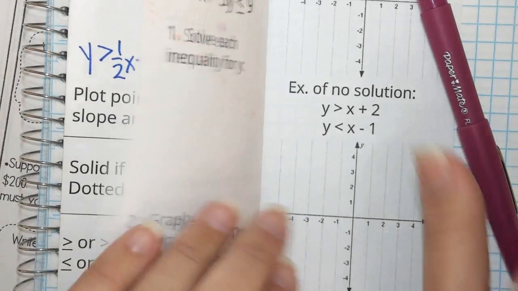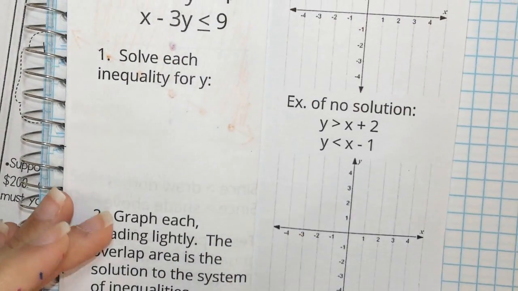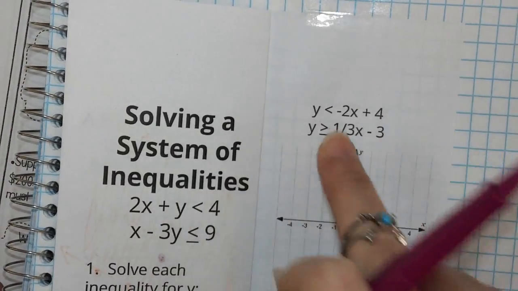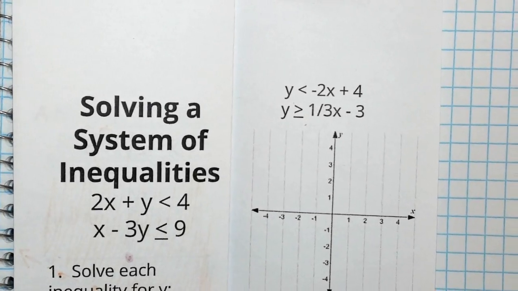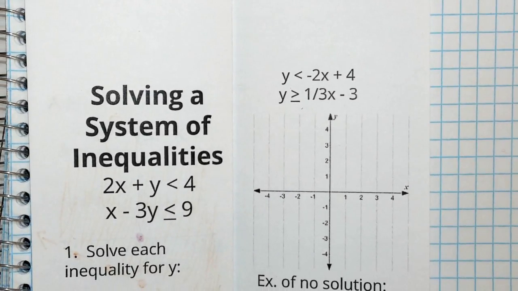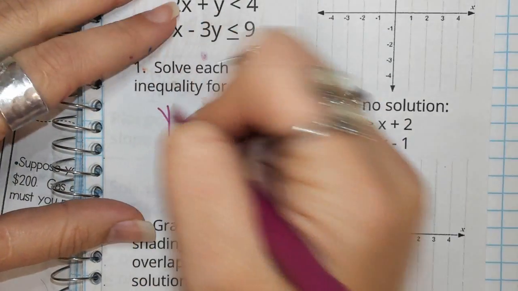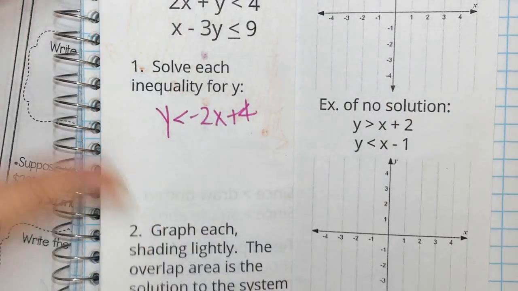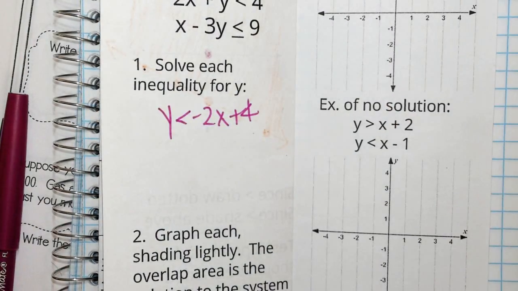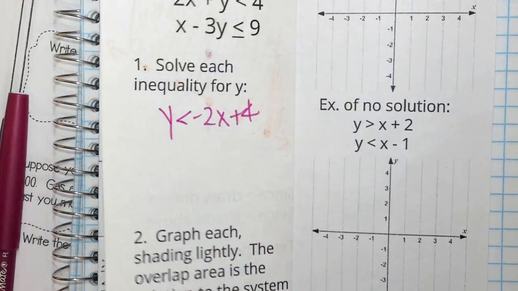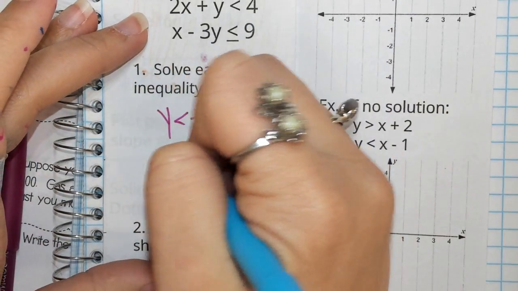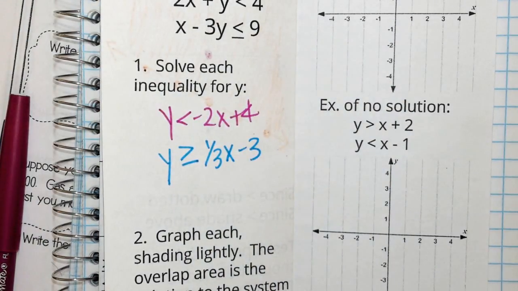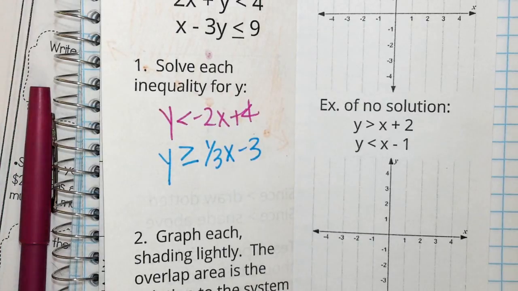Alright, so let's look on the inside of our foldable. Now it says solve each inequality for y, but look, they've already done it for us. So let's just cheat and write those down. We know that y is less than negative 2x plus 4, because all you would do is subtract 2x. I'm going to do that one in that pinkish color, and my other one in blue. The reason we need two different colors is because we're shading two different times. I would highly suggest you get two different colors and not just use different shadings of your pencil.